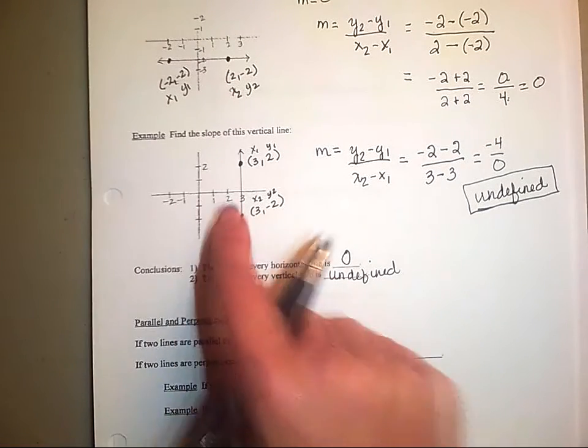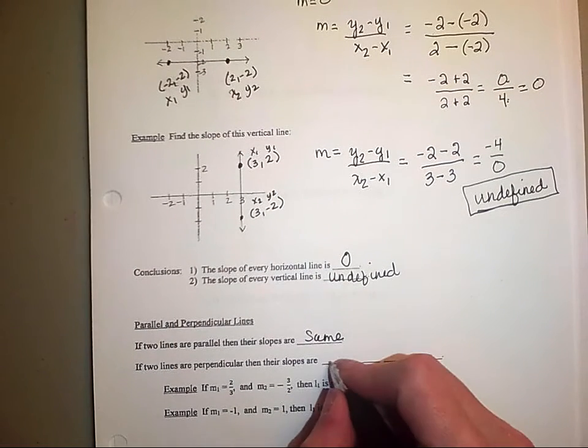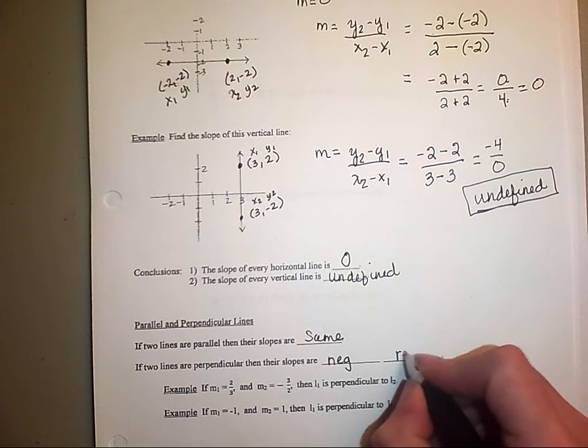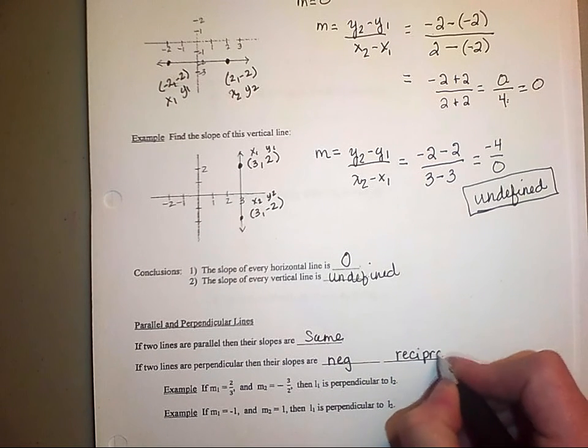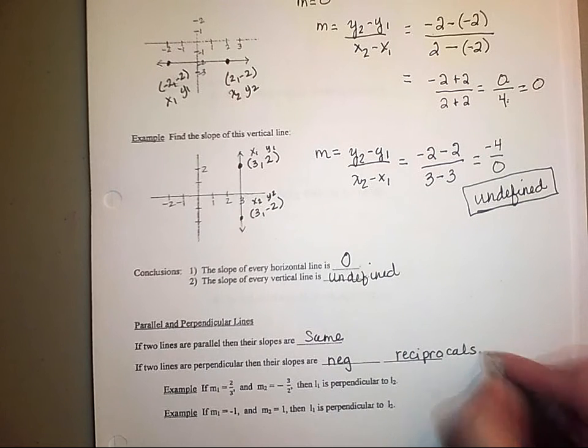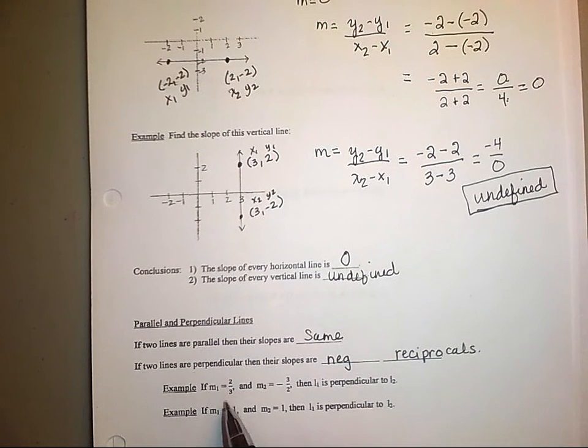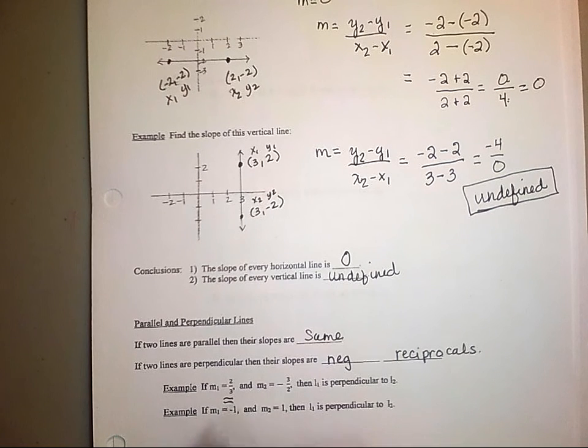Now, if you want them to be perpendicular, we have to do more than that. They're going to have opposite signs, so they need to be negative, and then they also need to be reciprocals of each other. Okay. So, for example, if the slope of one line is 2/3, then we make it negative and flip it to the reciprocal.